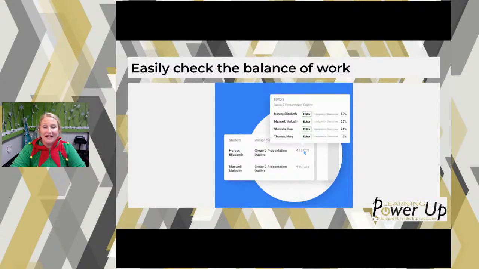Another thing that it does is it's an easy check for balance of work. So you can look at specific students and see if there's any editors. So for instance, on this screenshot here, you can see that there were 4 students that were editing this document. And it also shows you how long those 4 students were actually active in editing that document, which is really great. Because you can see here that Mary only edited the document 3%, whereas Elizabeth edited the document 53%. So that's a good indication of the amount of time and work that was put in.